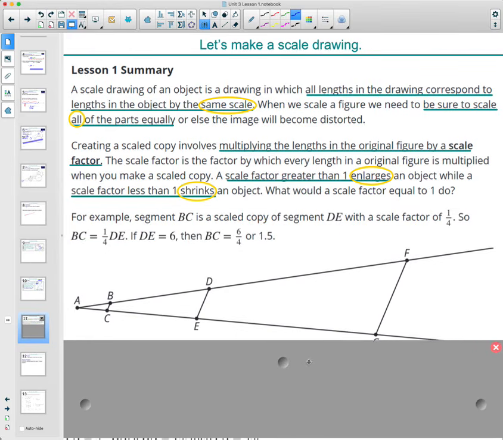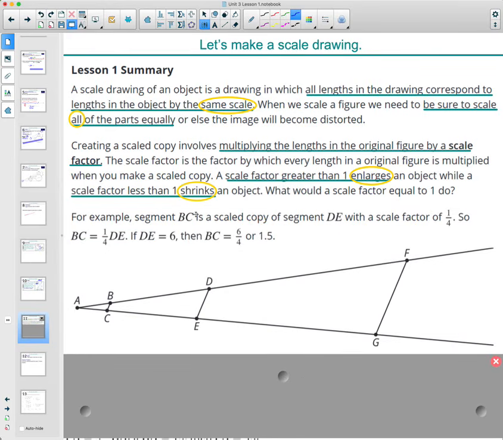So for example, on this picture, if we've got BC, BC is a scaled copy of DE. So DE is the original, and BC is 1/4, scale factor 1/4. So here's your original, and BC is 1/4 of the original.